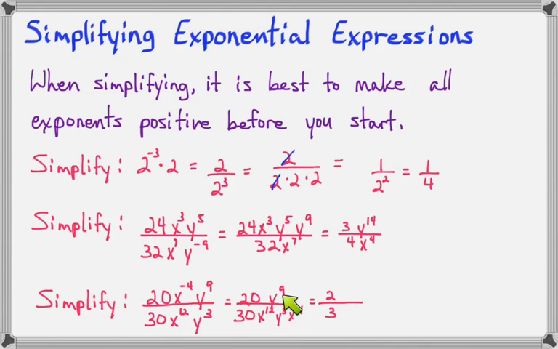The y's, I have more y's in the top than I do in the bottom. Therefore, when I do 9 minus 3, I get 6. And since y to the ninth is in the top, y to the sixth will go in the top. And on the x's, both are in the bottom. Therefore, there are 16 x's in the denominator. 12 plus 4 is 16.